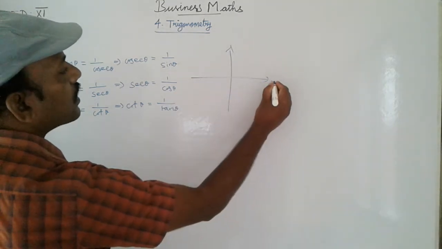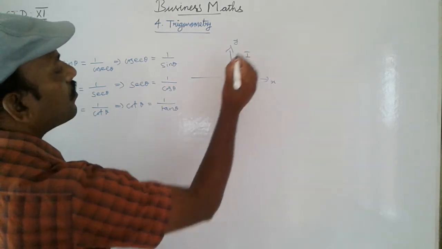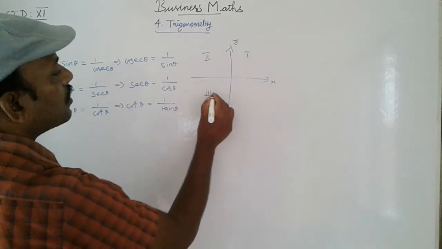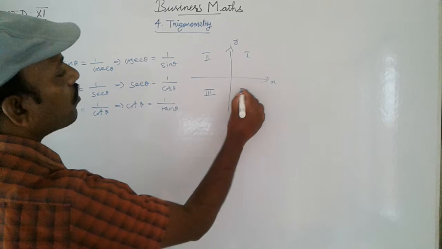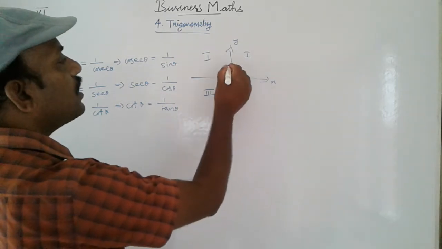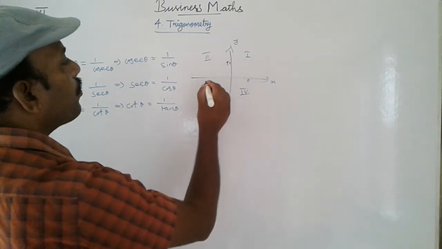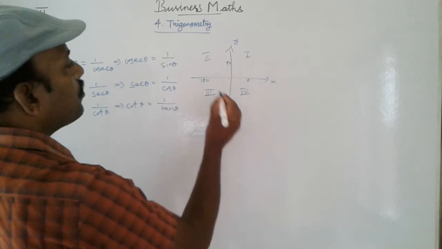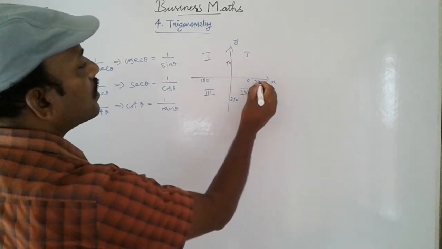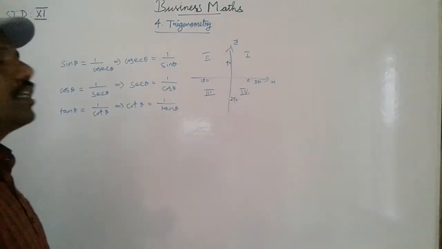Next, the quadrants: x-axis and y-axis. At 90 degrees, this is the first quadrant, this is the second quadrant, this is the third quadrant, and this is the fourth quadrant. The first is 0 to 90 degrees, then 90 degrees, 180 degrees, and 270. Next is 360. Completing this one circle is called 360 degrees.